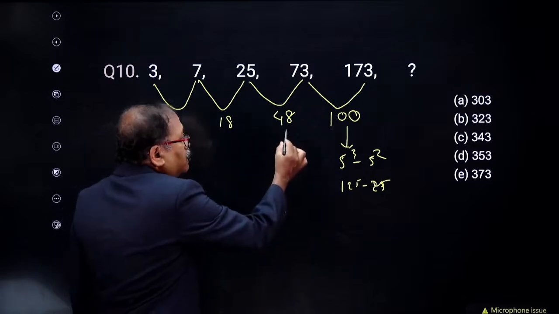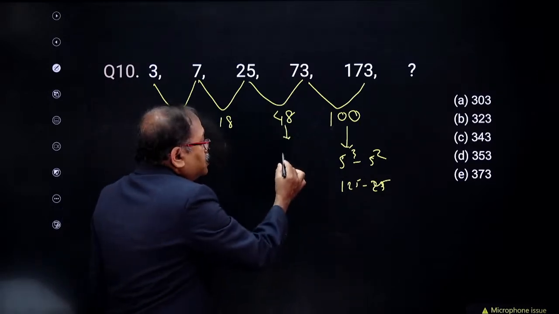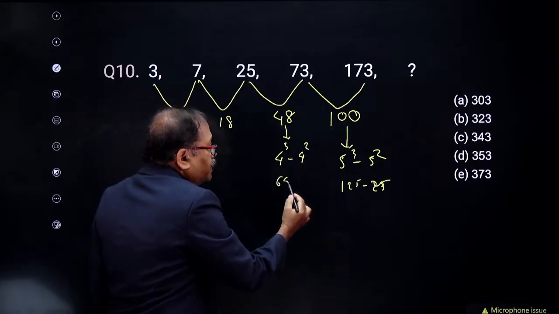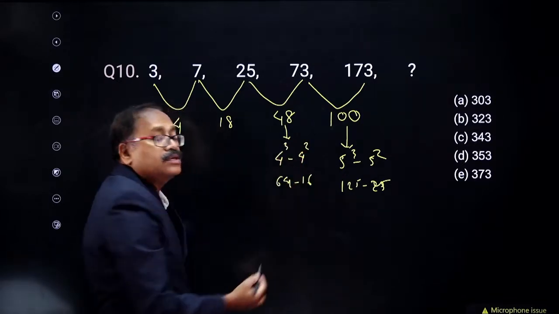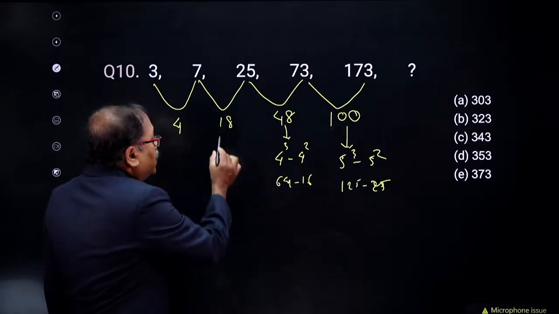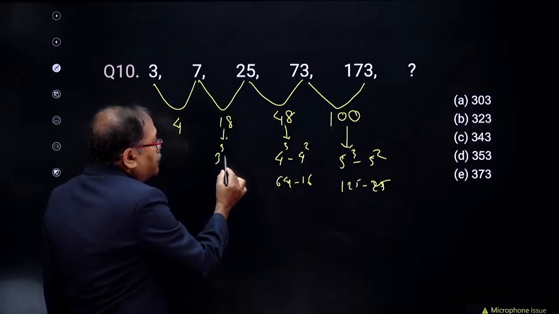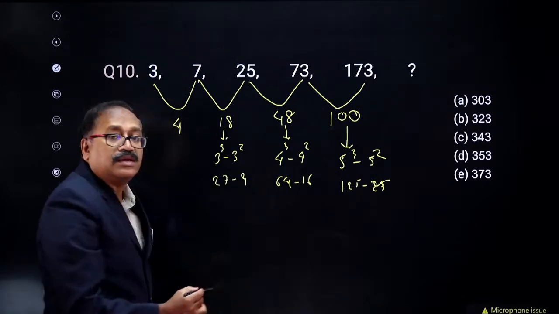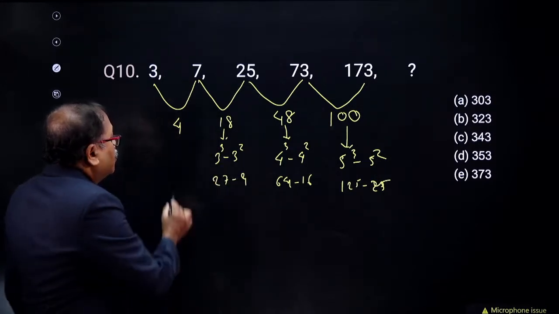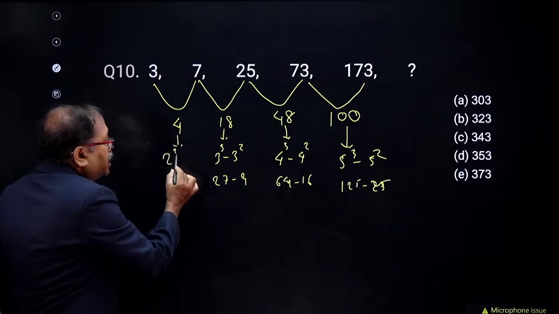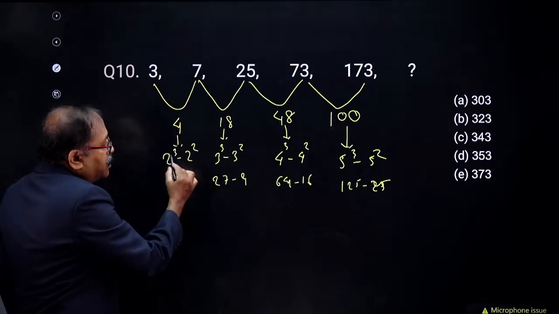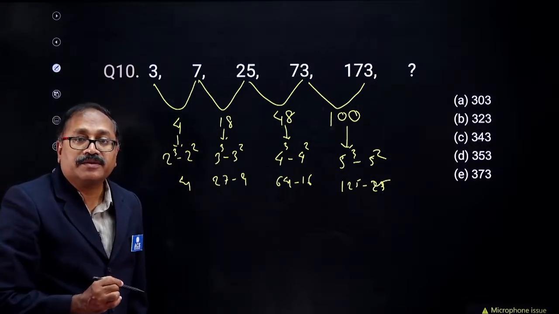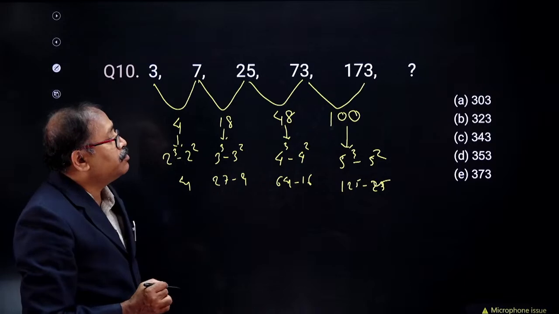So here also I notice that 48 is 4 cube minus 4 square. 4 cube is 64 and minus 16, it is 48. Similarly, here it is 3 cube minus 3 square. So 3 cube is 27 and 3 square is 9, you are getting 18. Now I notice that this is 2 cube minus 2 square. That comes 8 minus 4 is 4. That's done. So now I am sure you will be able to answer the question.